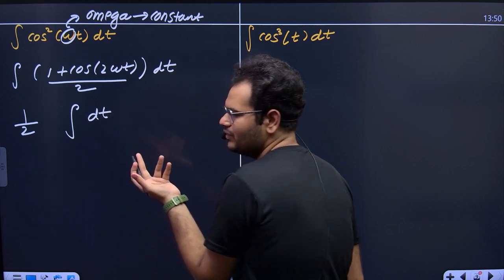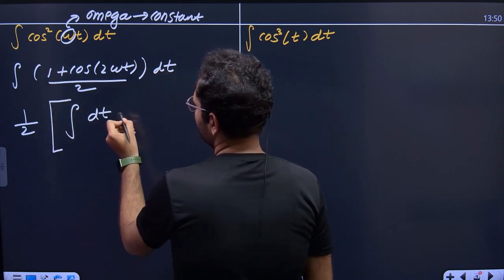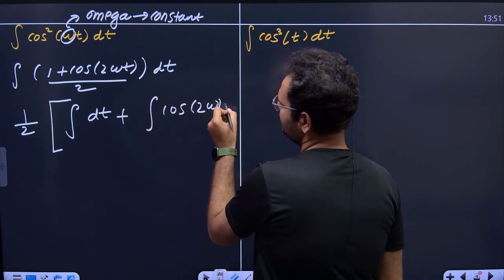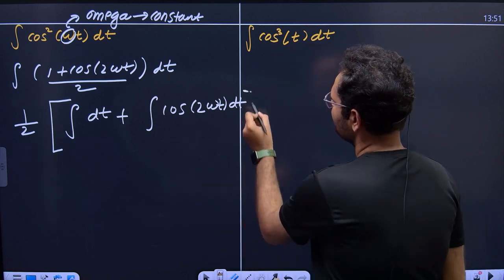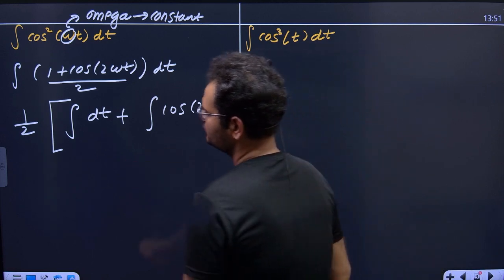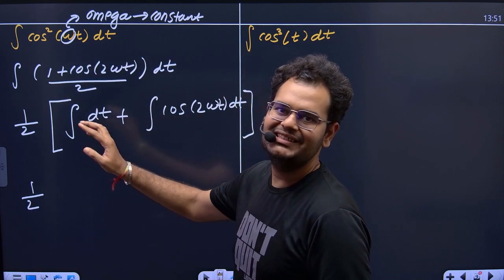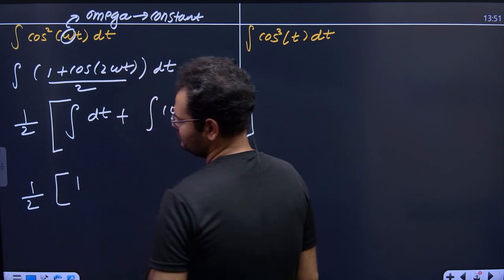Sir, from where did this dt come? This dt is multiplied here. 1 is there, na? Plus integration of cos of 2 omega t dt. Any problem till here? No problem at all, sir. So how to solve this? Half is as it is. What is integration of dt? Here it is 1. It is like c dx, so c dt is equal to what? It is t, right?